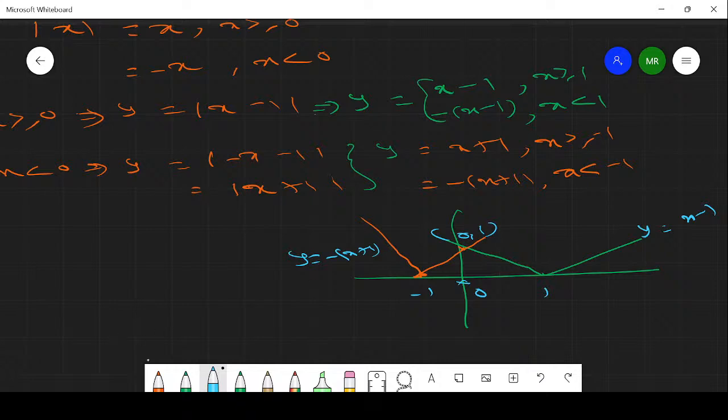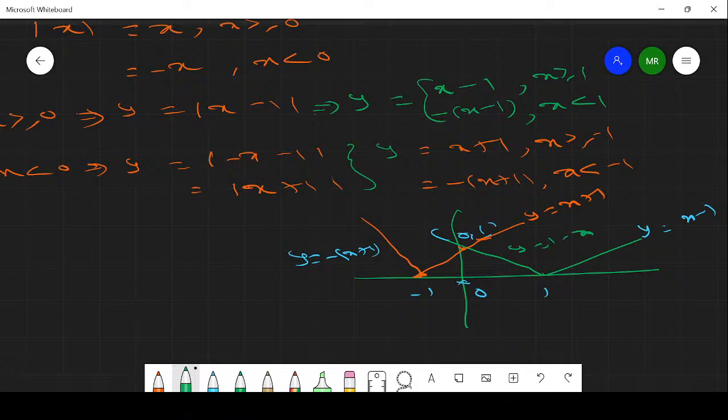When you extend this line, you can write this is actually y equal to x plus 1. What about this line? This is y equal to 1 minus x, the green line, because in this case you will get 1 minus x.